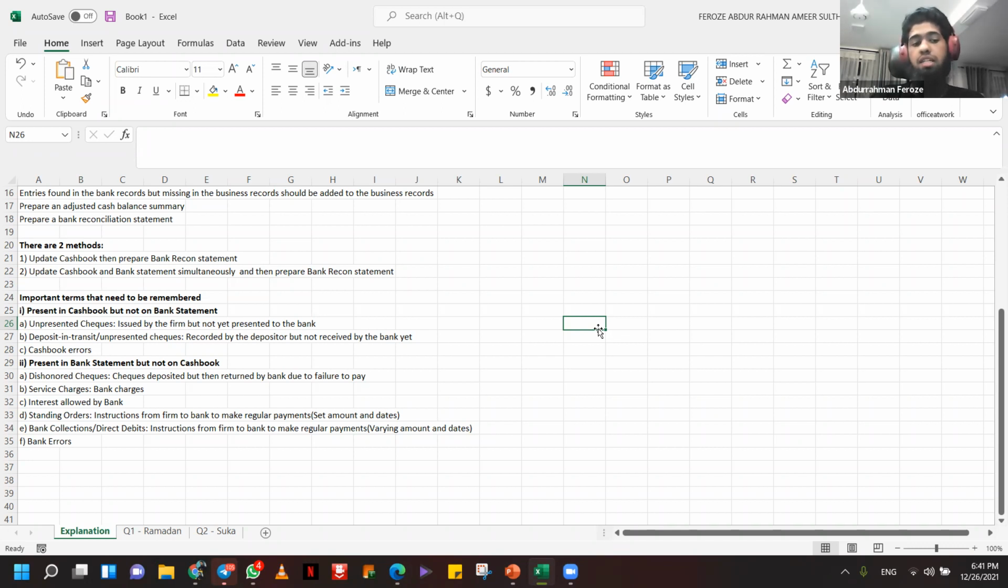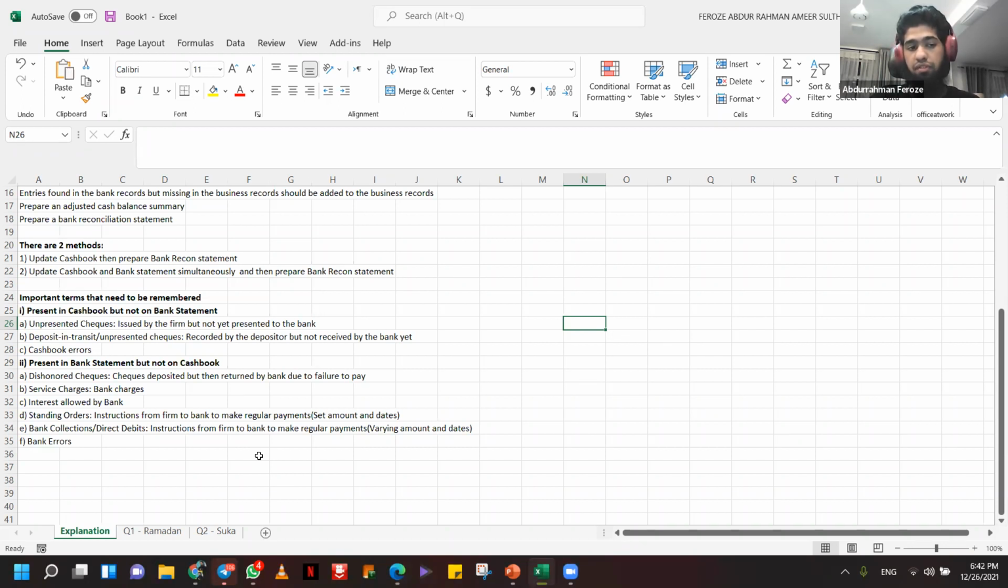Secondly, we have service charges, bank charges, maybe monthly charges or annual charges. This is something that's there on the bank statement, but not on the cash book. The third one is interest allowed. I guess you all know what interest is. It's there on the bank statement, but not on the cash book.